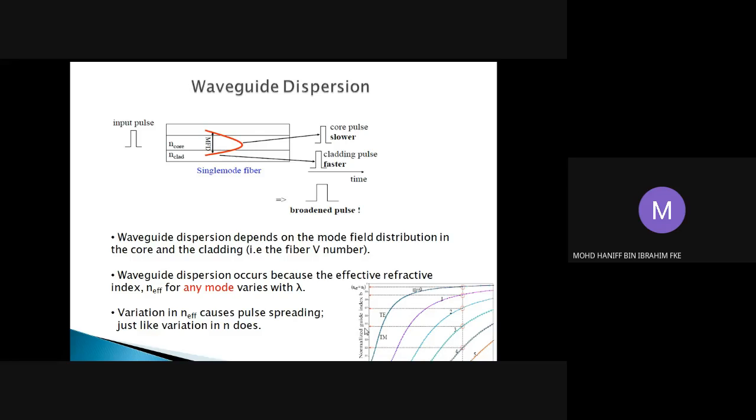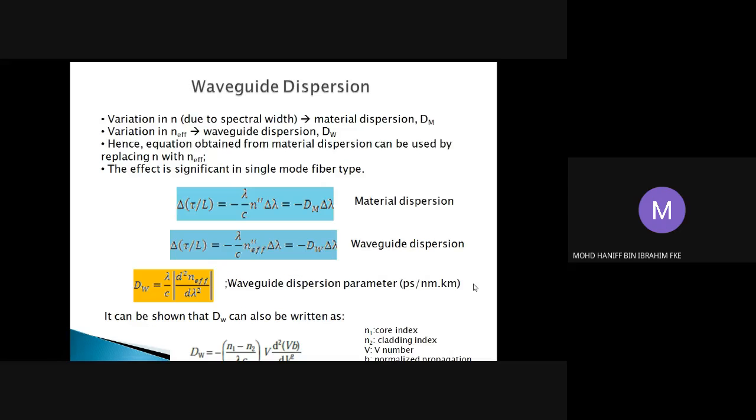The left hand side is the effective index of the waveguide. So we can see the effective index changes with regard to V, or with regard to lambda directly. I'm not going to cover waveguide dispersion in detail, because the idea is almost similar to material dispersion. The difference is only in the change from n to n effective. For material dispersion, we have n, the refractive index of the core, but for waveguide dispersion, it is the variation of n effective.